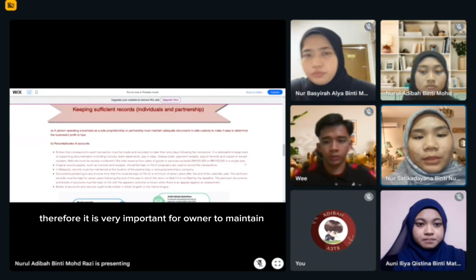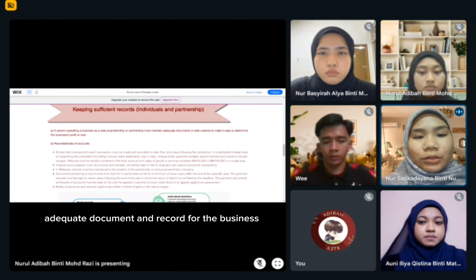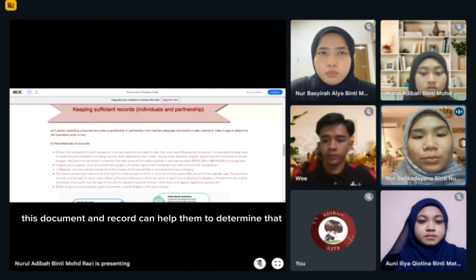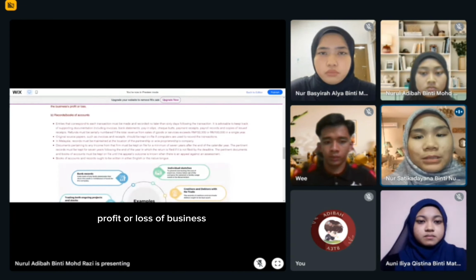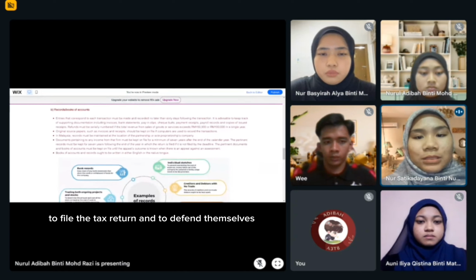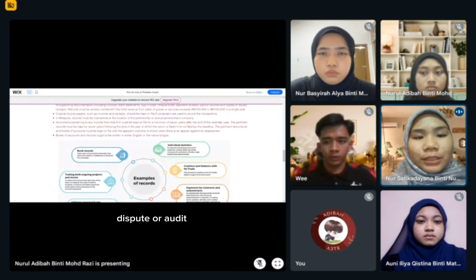Therefore, it is very important for the owner to maintain accurate documents and records of business transactions such as invoices and receipts. These documents and records can help them to determine the profit or loss of the business, to file the tax return, and to defend themselves in case of any dispute or audit.